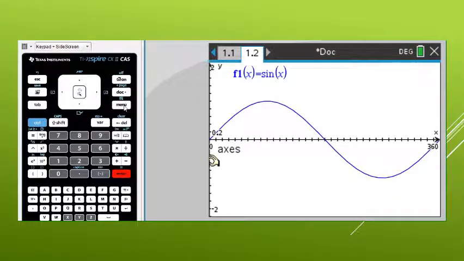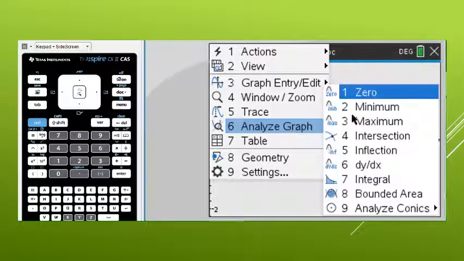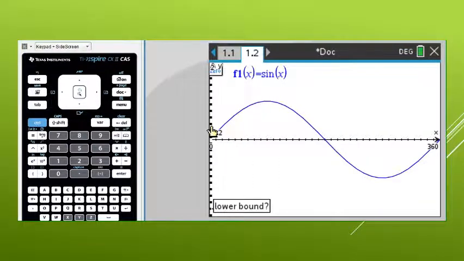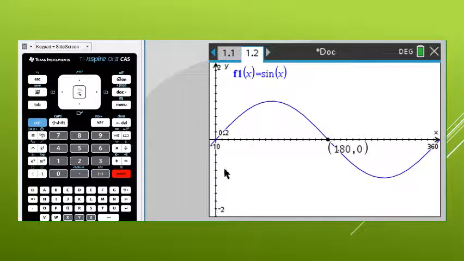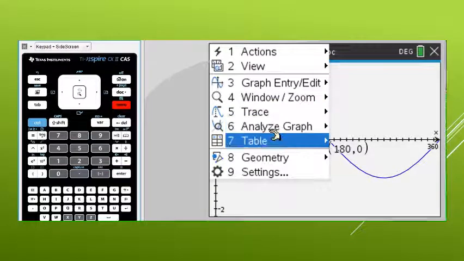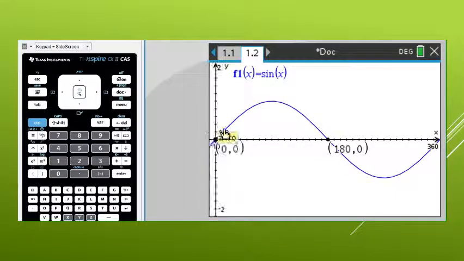Remember, you can use the analyze feature on our graph here. We can get our 0. Because I can't go to the left to get the zero at the start, I might double click on that, tab, and go to negative 10. Then if I go to Menu, Analyze, Zero, I can get this one here, 0, 0, and the same thing's going to happen out here.